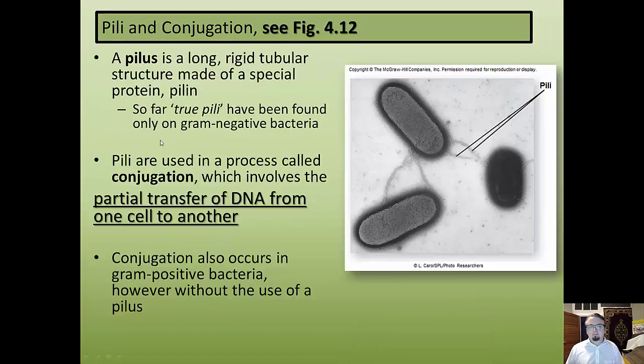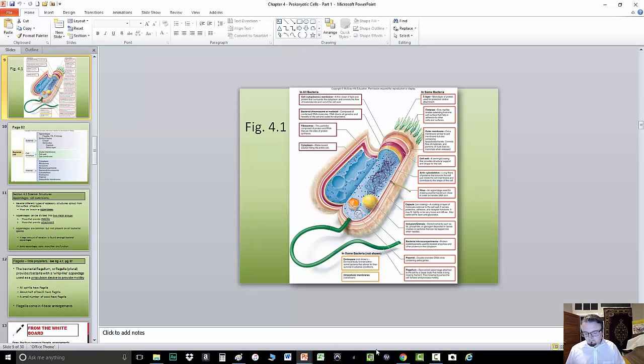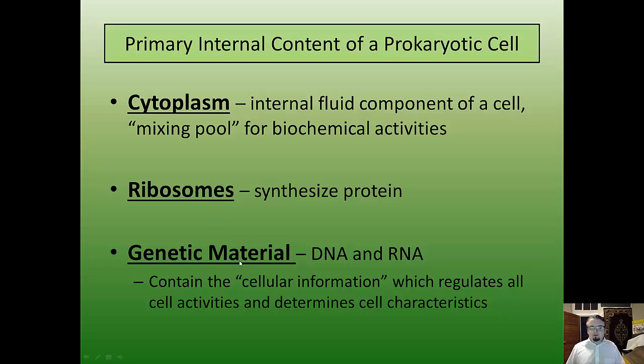And let's just go back here real quick to that figure we showed earlier. Here's your cytoplasm here in the middle. These little specks are the ribosomes. And then your genetic material is shown here in the middle. These long strands are what they're referring to here as the bacterial chromosome. Okay, so that is the genetic material there, DNA and RNA within the cell, as you saw there, mixed in with everything else.